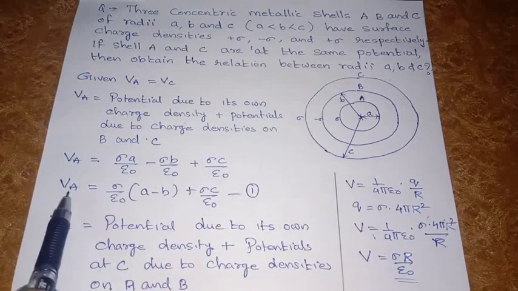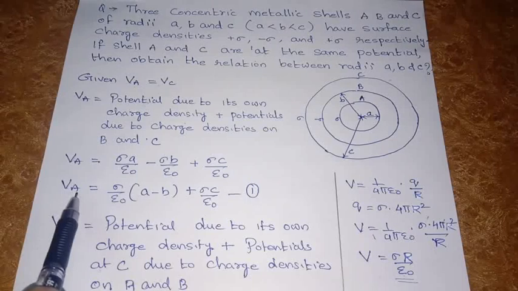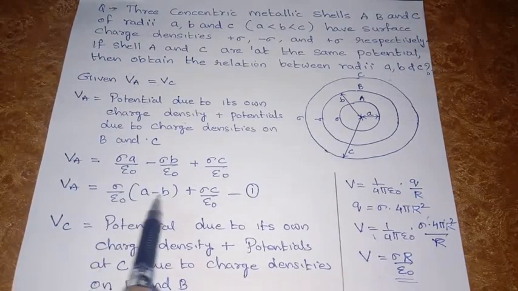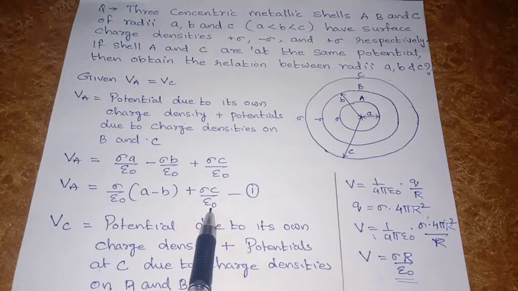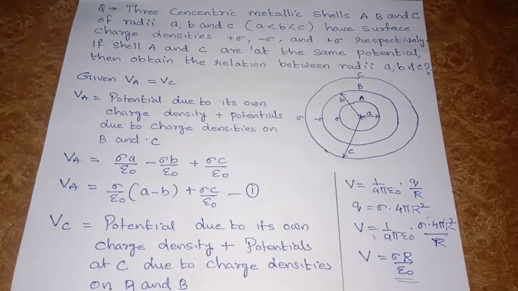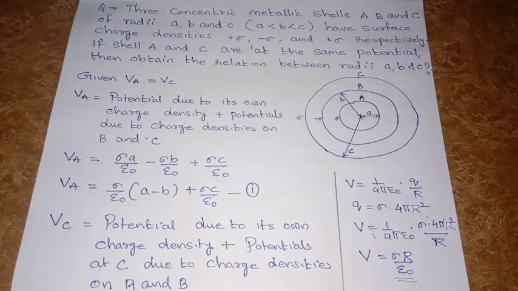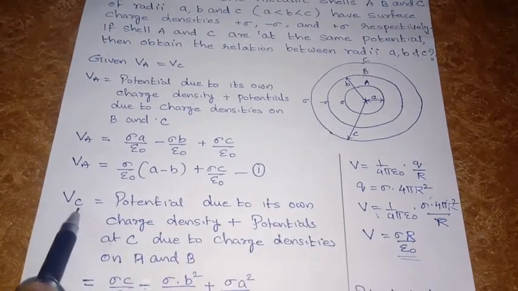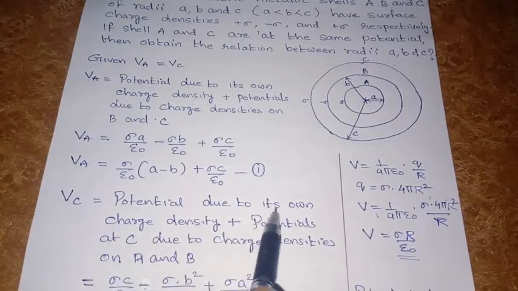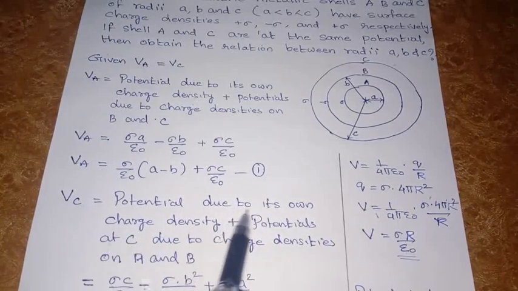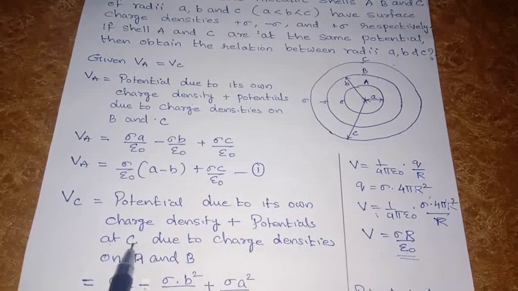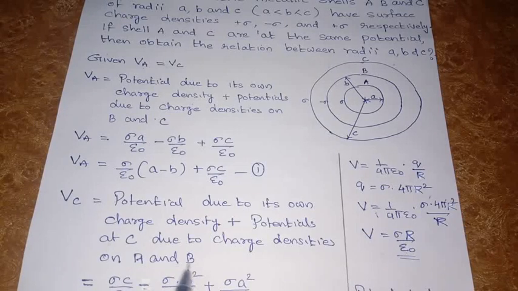So altogether potential VA can be written as sigma by epsilon 0 can be taken out, and A minus B, plus sigma C by epsilon 0. So put it as equation number 1. Now we are going to discuss what is the potential on the outer sphere VC. Potential on the outer sphere can be written as potential due to its own charge density plus potential at C due to charge densities on A and B.